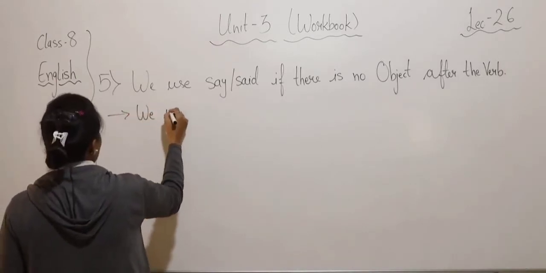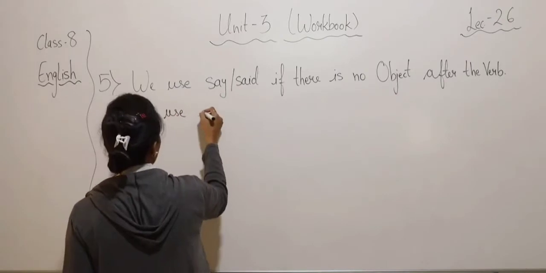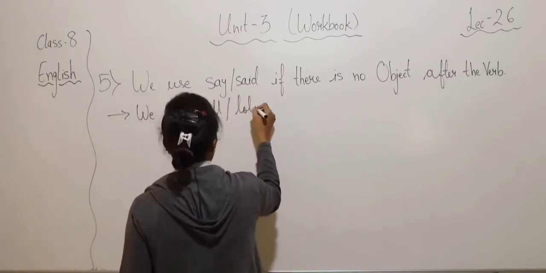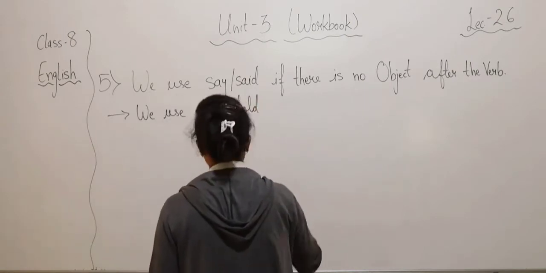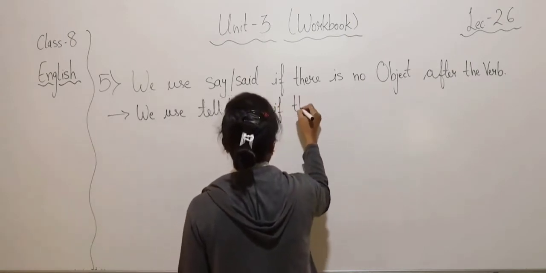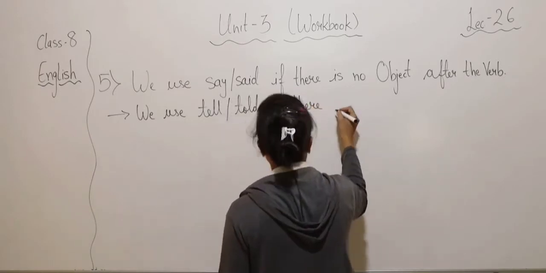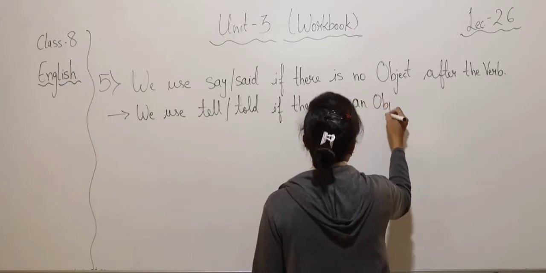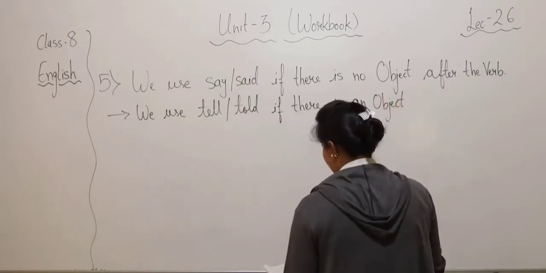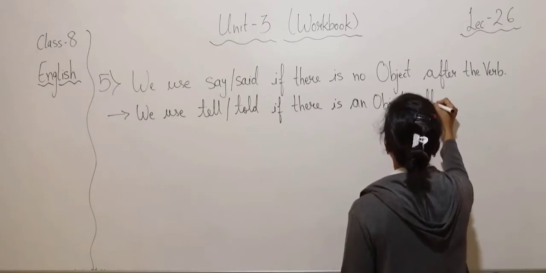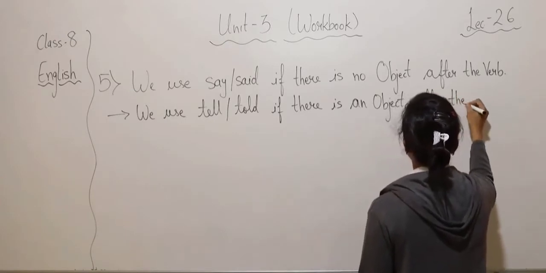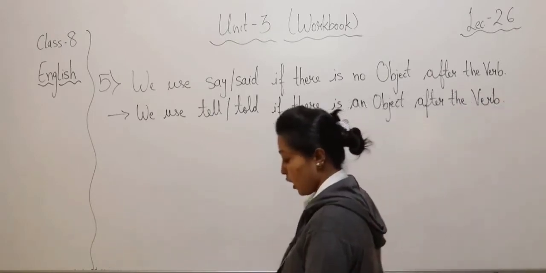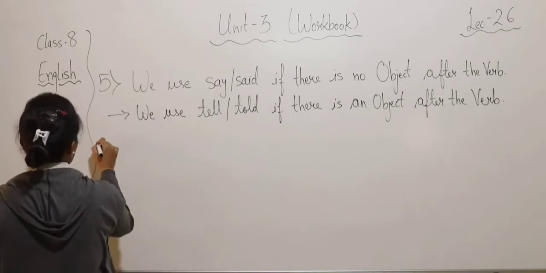We are not writing those examples given, okay. We use tell or told if there is an object after the verb. See the difference, okay? After the verb.